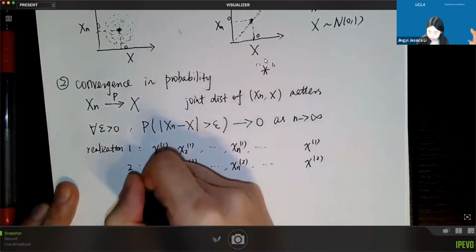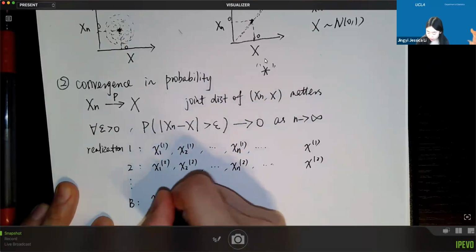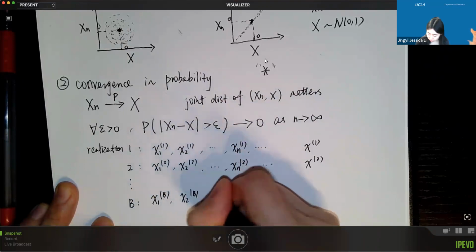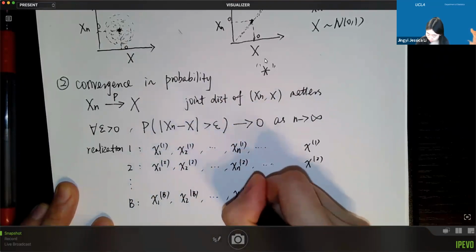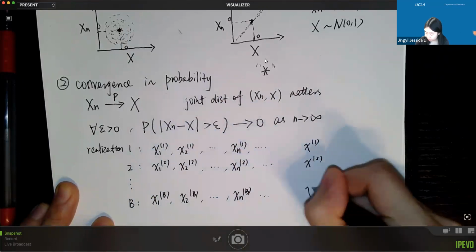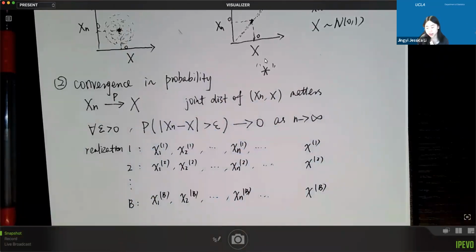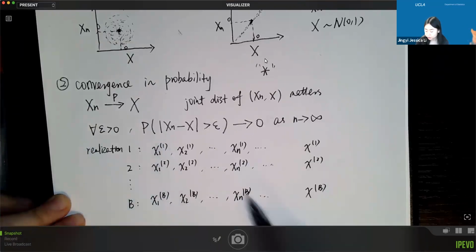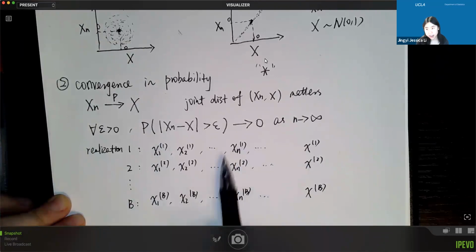I keep on drawing, let's say capital B times: x1,B, x2,B, to xn,B, and my limit, xB. So if I draw it many, many times, what does it mean? For a given fixed epsilon, I can calculate in how many of the realizations I would have |xn minus x| greater than epsilon.